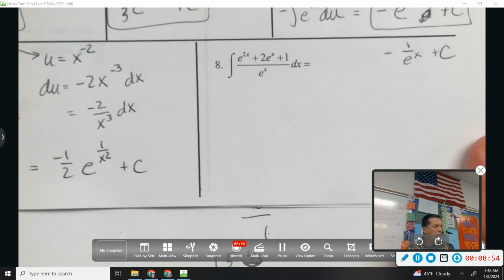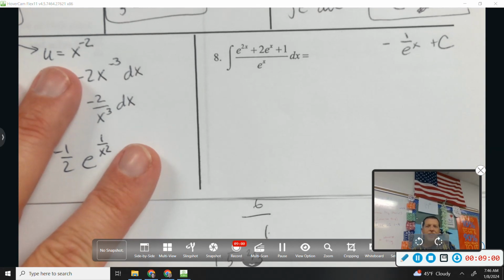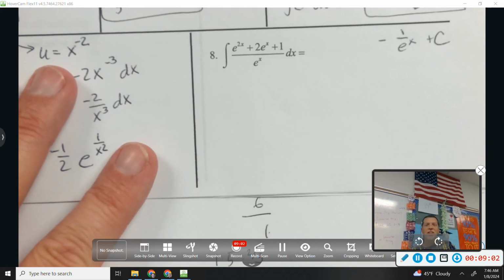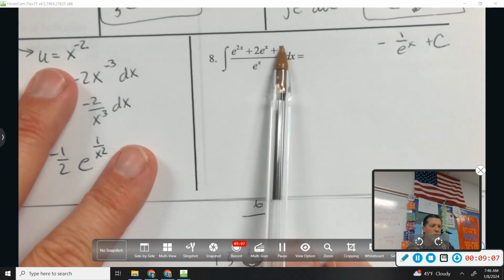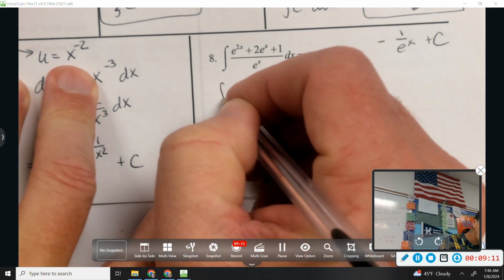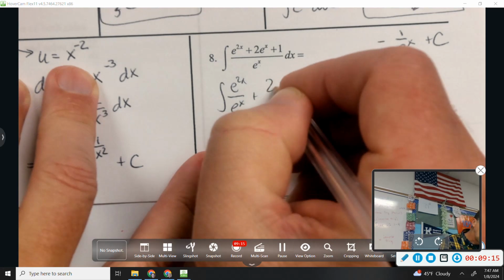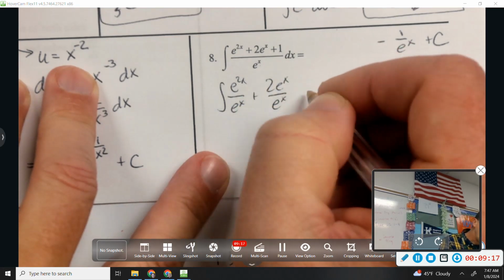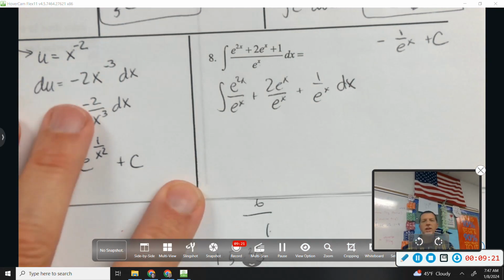Thoughts on what we do on number 8? Let's divide. We can simplify that thing first. Before I let u be 2x or x or the numerator or the denominator, let's divide them each by e to the x. I'll even slow it down. All right, I can divide each of them by e to the x.